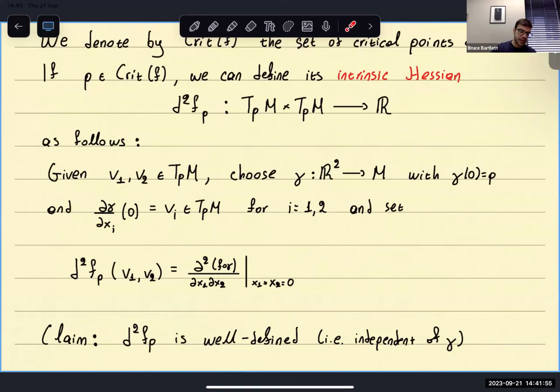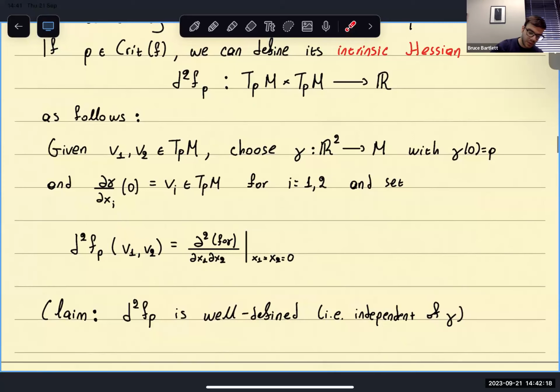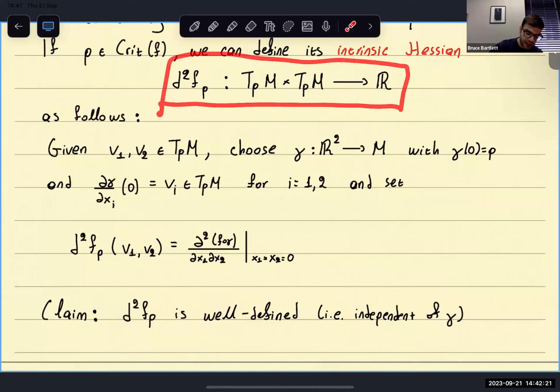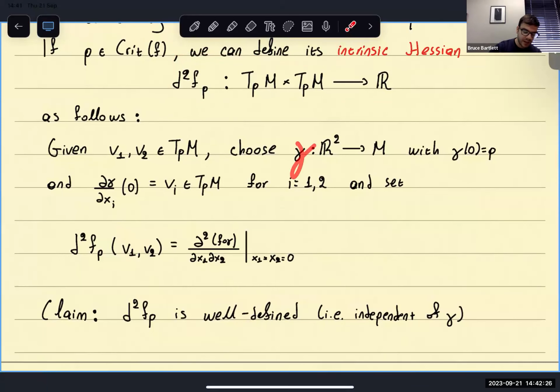And one way you can do it is that, if you give me two vectors in the tangent space, I can find a map from the plane to M that sends the origin to P. And also the partial derivatives at 0 give us the vectors that we began with. And one way that I can now define this bilinear pairing is, if you give me those two vectors, using gamma, I can evaluate the partial derivative of the composition f with gamma at x1 equals x2 equals 0.